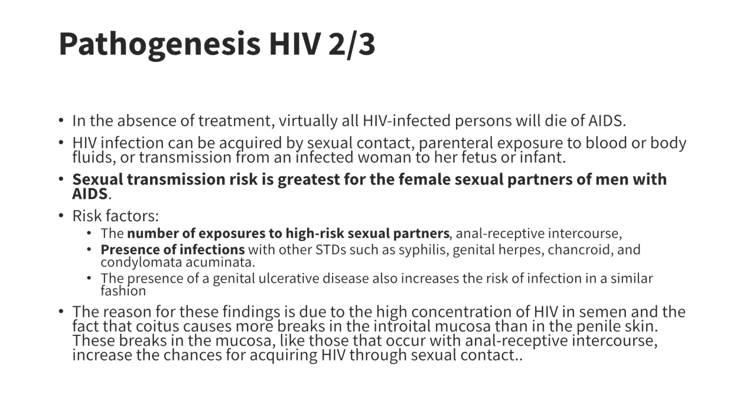So this is a sexually transmitted disease, with the greatest risk for the female sexual partner of a man that has AIDS. Some of the risk factors are the number of exposures to high-risk sexual partners, anal receptive intercourse, and the presence of co-infections such as syphilis, genital herpes, chancroid, and condylomata acuminata. The presence of genital ulcerative disease also increases the risk.